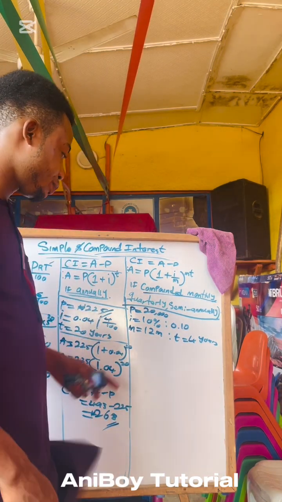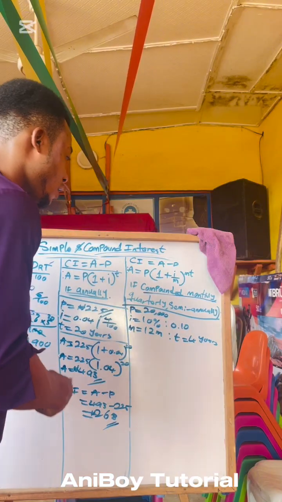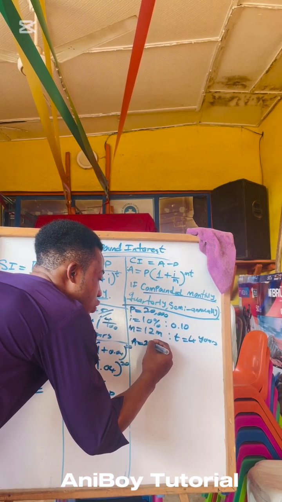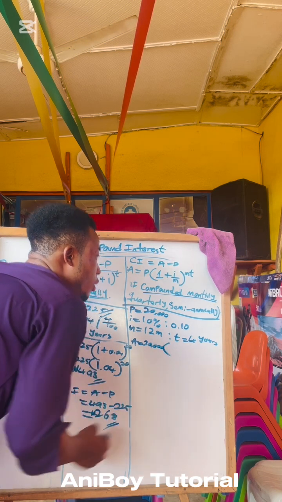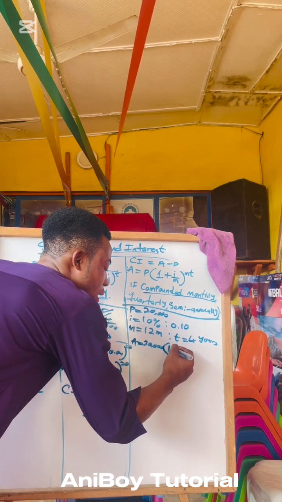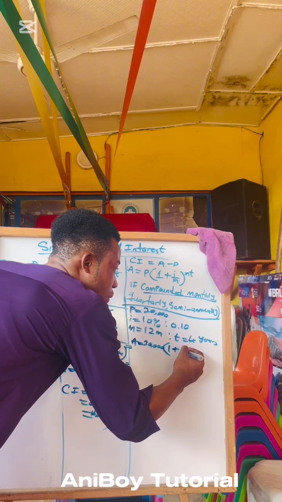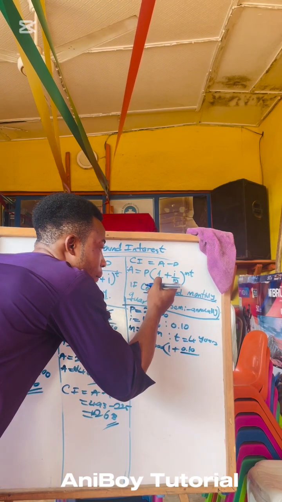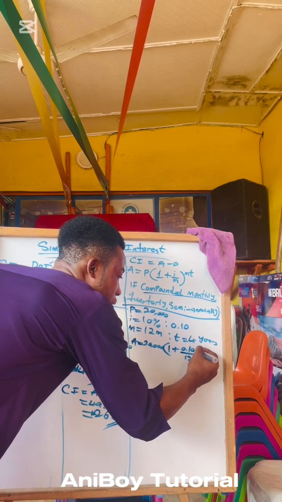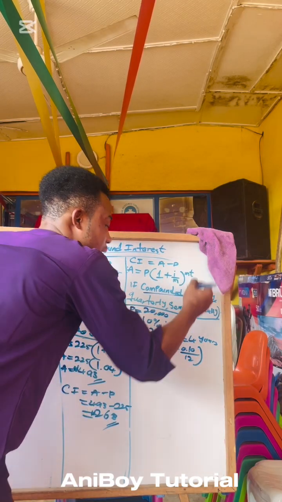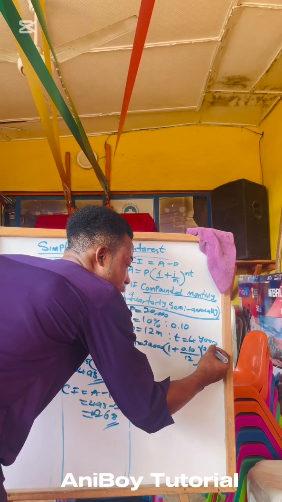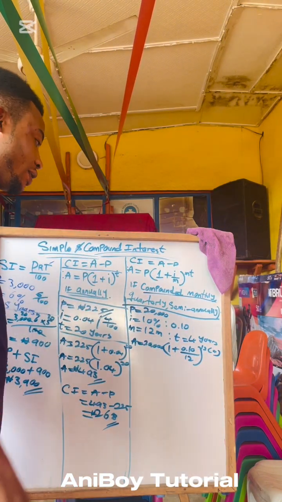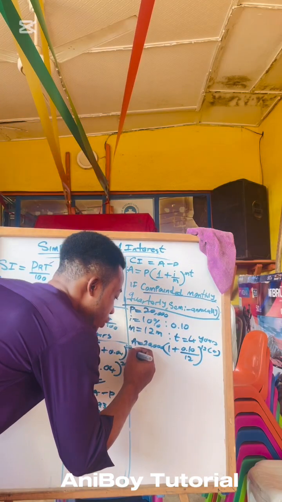Alright, so we are going to input that into the formula. Our formula is A equals P. What is our P? P is 20,000 naira. Then we have 1 plus I. Our I is 0.10 over M, and our M is 12 months. And yes, we have MT, that is, months times the years, 12 times 4. So if that's what we have, we continue.